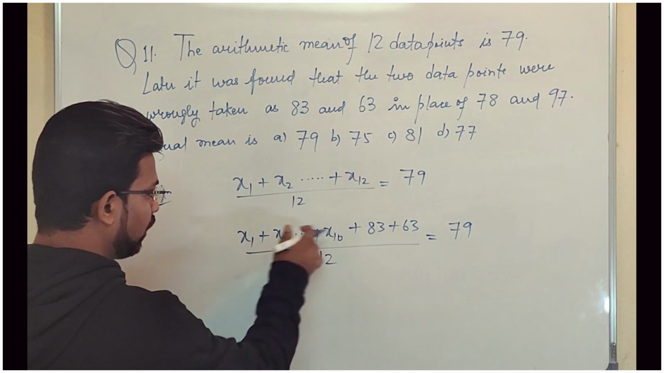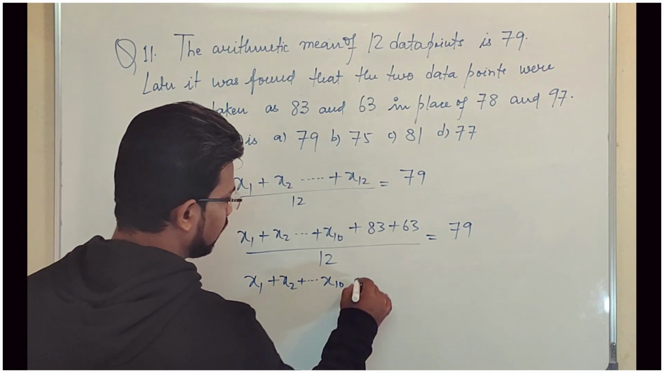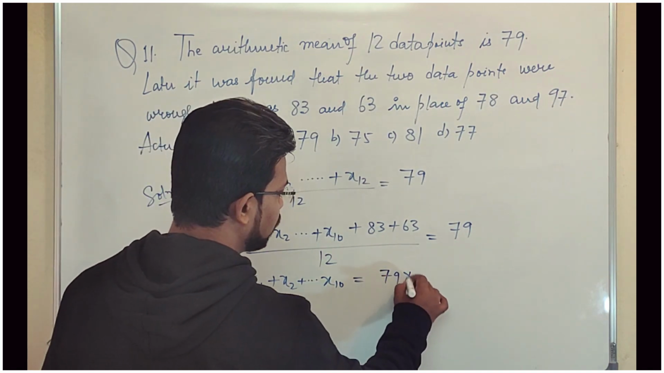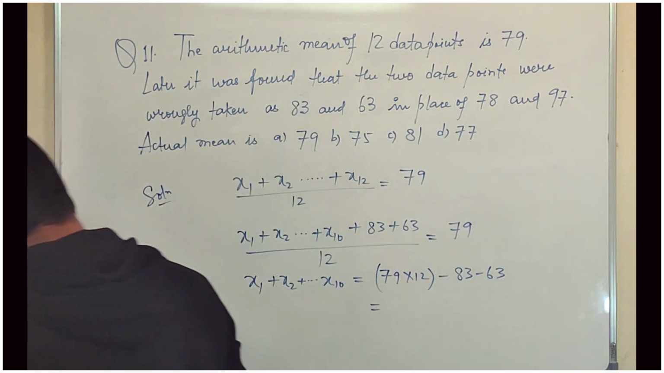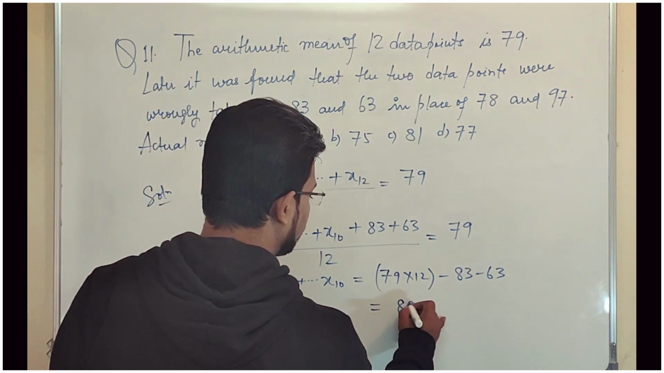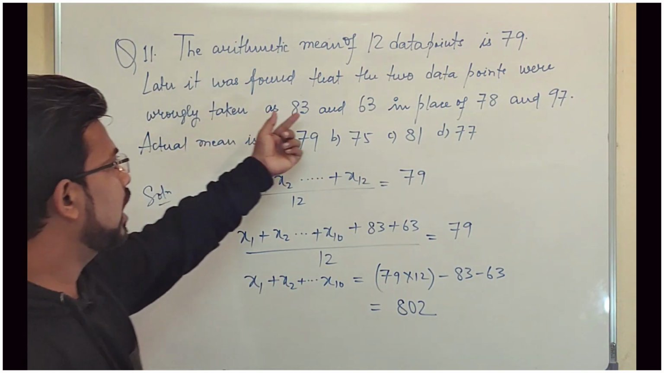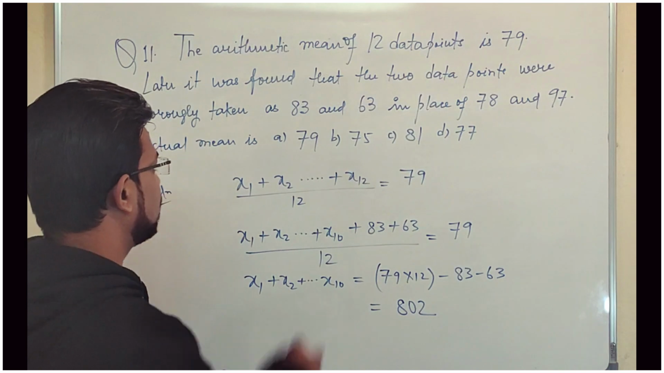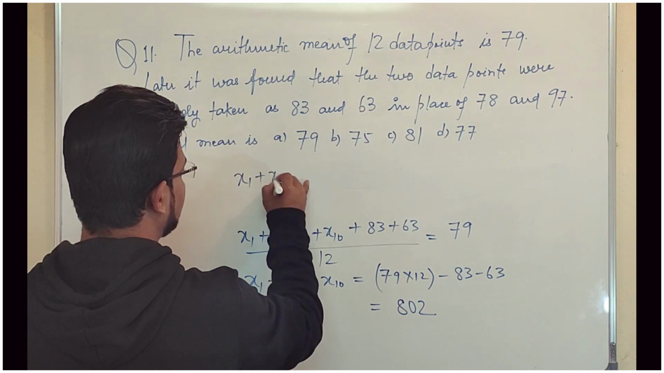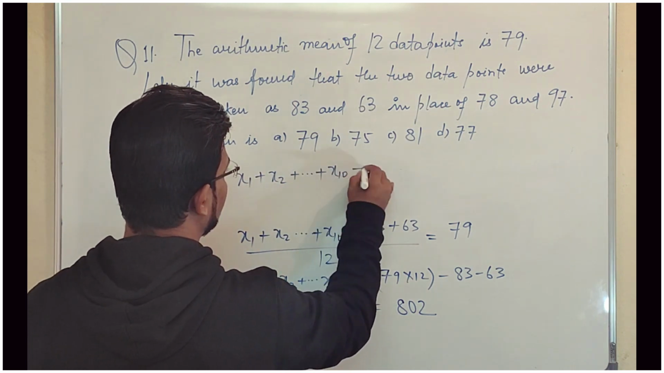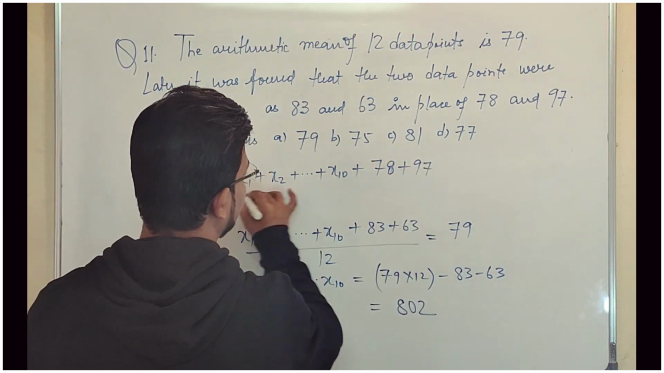Fine. Now from here I will write x1 plus x2 dot dot dot till x10. This will be equal to what? 79 into 12 minus 83 minus 63. So if you solve this, you will get 802. Our task here is to find the actual mean. That means I have to replace these two numbers. So I'll be writing x1 plus x2 and so on till x10, plus the new updated numbers, that is 78 plus 97, divided by 12.